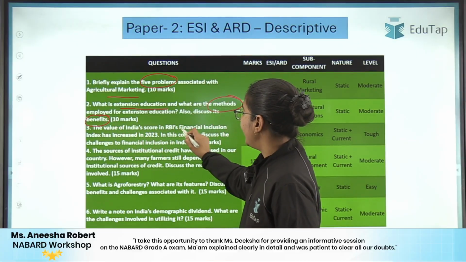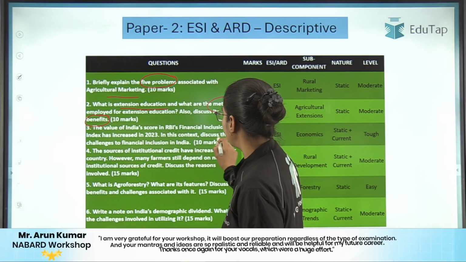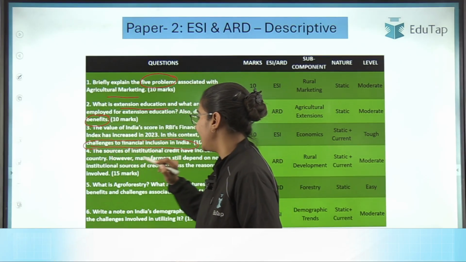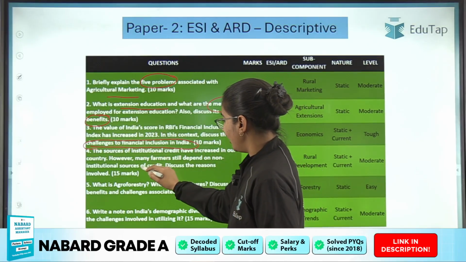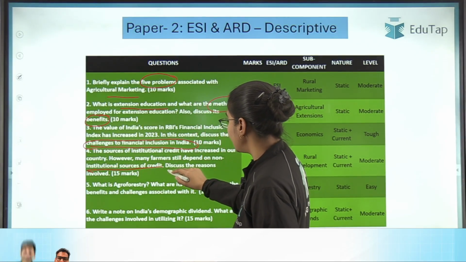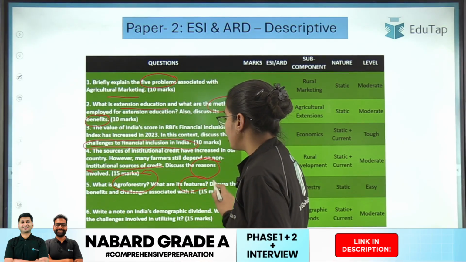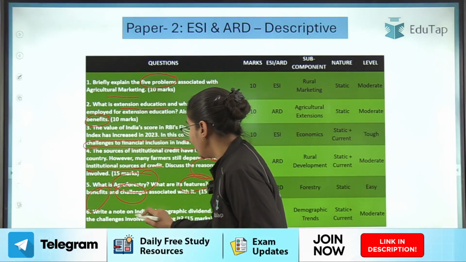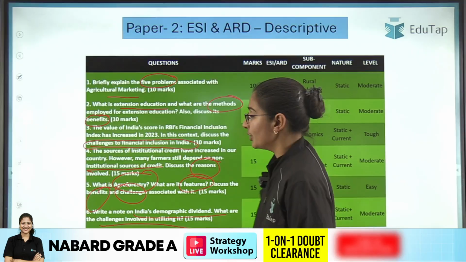The value of India's score in the RBI Financial Inclusion Index has been given here. In this context, discuss the challenges to financial inclusion in India. The sources of institutional credit have increased in our country. Many farmers still depend on the non-institutional sources. Discuss the reasons. What is agroforestry? Features of agroforestry, benefits and challenges of agroforestry. Write a note on India's demographic dividend. What are the challenges involved in utilizing it?